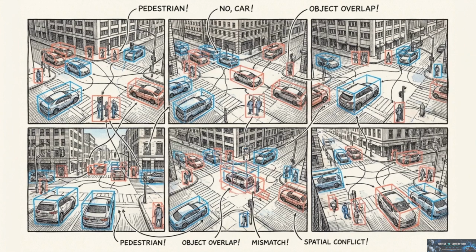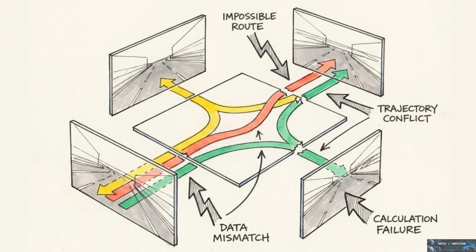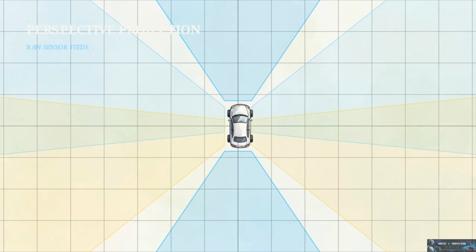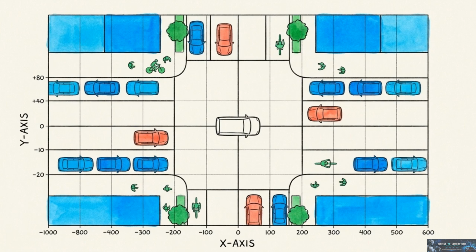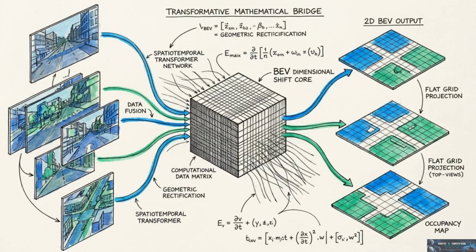The system now recognizes objects, but it faces a spatial problem. A path planning algorithm cannot calculate a safe driving trajectory using 5 or 6 disjointed perspective-based camera views. To calculate a route, the vehicle must translate all of this perspective data into one unified Cartesian coordinate system. The industry standard solution for this is the bird's eye view representation, which maps the environment from a flattened top-down perspective. To execute this dimensional shift, engineers utilize architectures like BEV-former, which rely on spatio-temporal transformer networks.